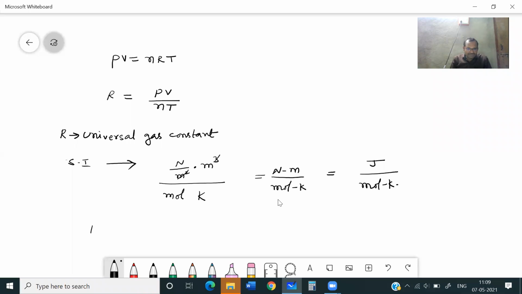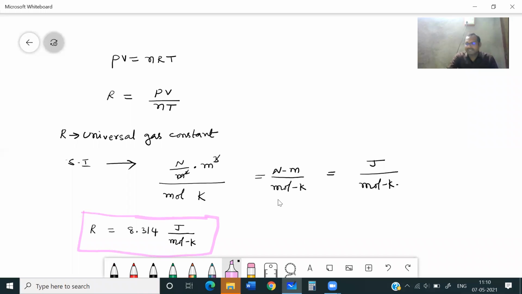And the value of the universal gas constant is 8.314 joule per mole Kelvin. Yes, this value is very important. You need to remember this value, 8.314 joule per mole Kelvin. Clear?